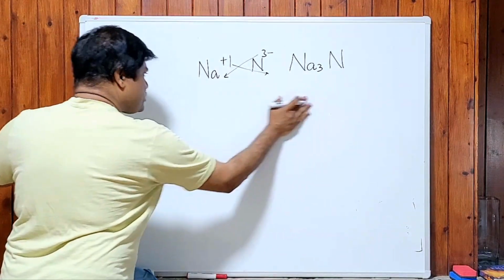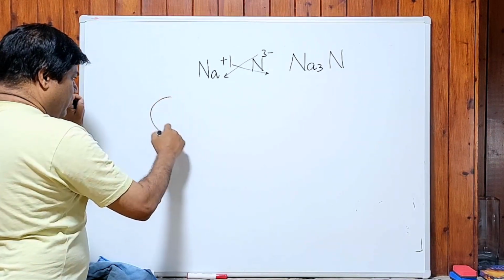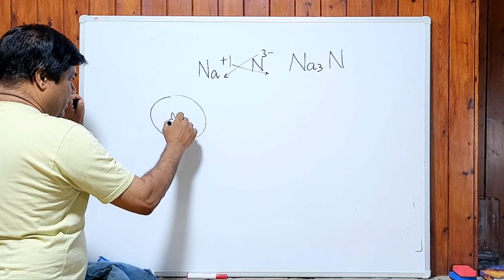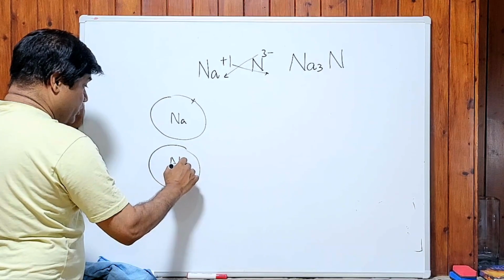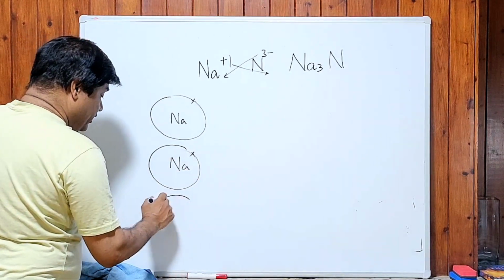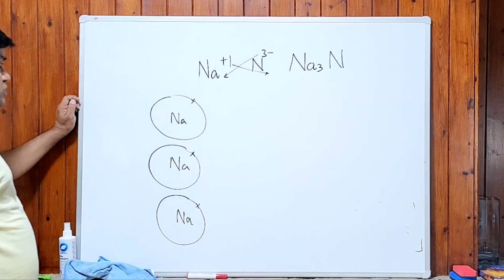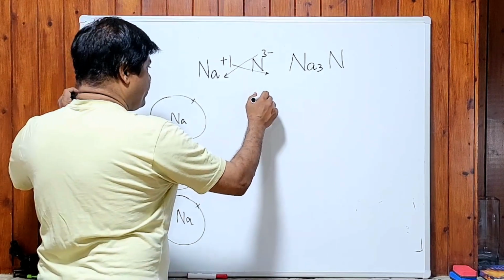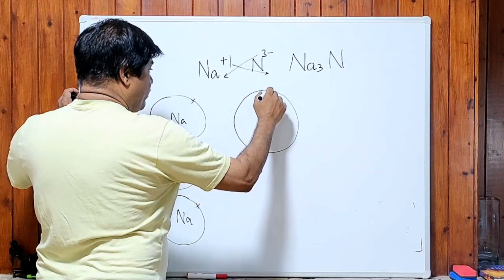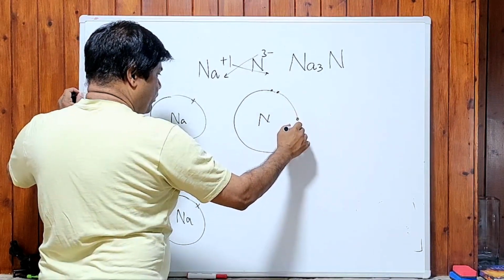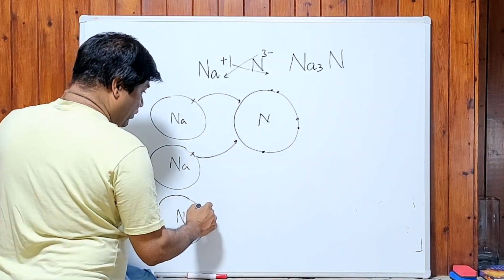So, the dot and cross structure of sodium nitride: 3 sodium. 1 sodium, Na, has 1 electron, 2 sodium, and 1 more sodium we need. All 3 donate 1 electron to nitrogen, and the nitrogen gains 3 electrons. Nitrogen has how many electrons in the valence shell? 5. 1, 2, 3, 4, 5. 1 from this sodium, 1 from this sodium, 1 from this sodium.